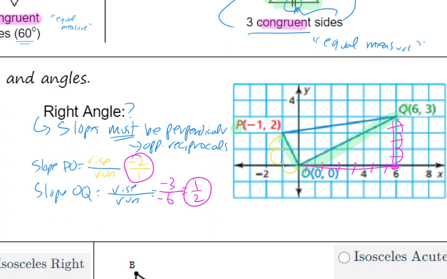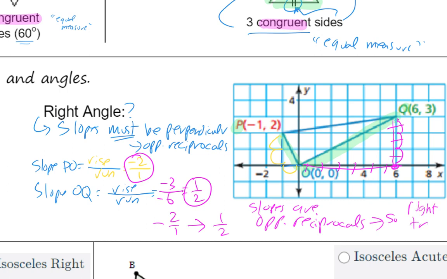I'm going to circle these now, even though we're not quite done, because it's the information that we need, and we'll box our answer. So what are these slopes? If they are perpendicular, then they must be opposite reciprocals. What do we know about negative 2 over 1 and 1 over 2? Negative 2 over 1 and positive 1 over 2 are opposite reciprocals. So the slopes are opposite reciprocals, so it's a right triangle.